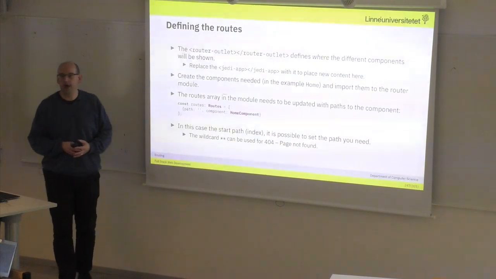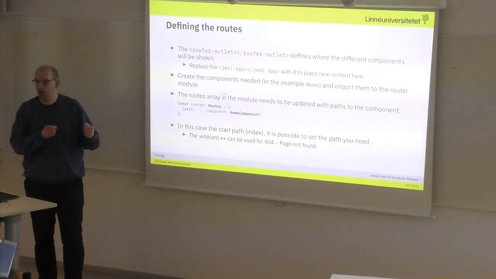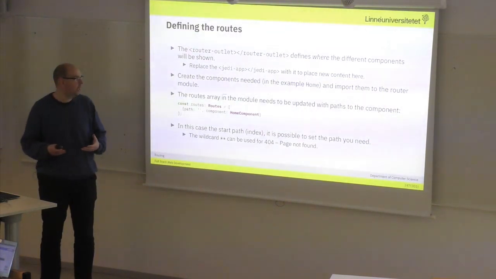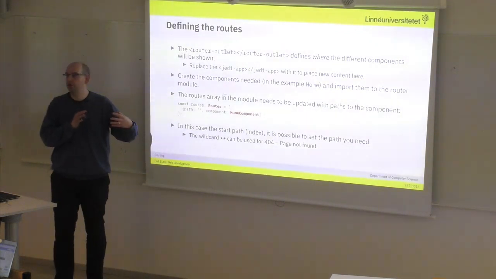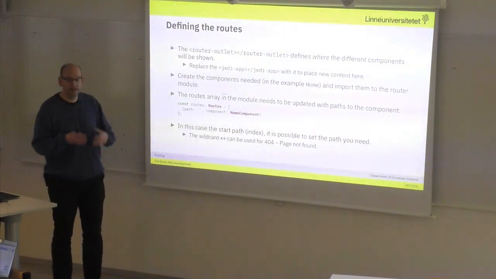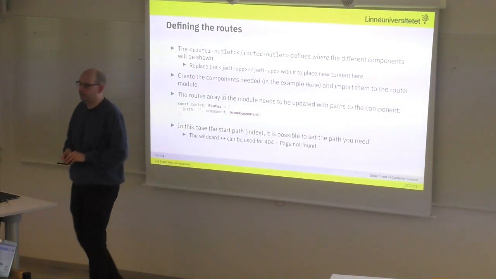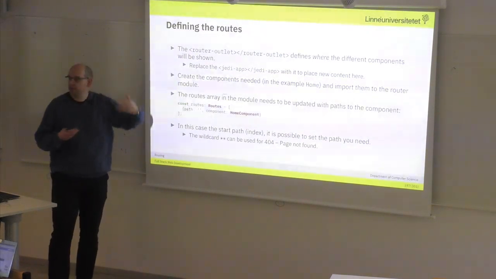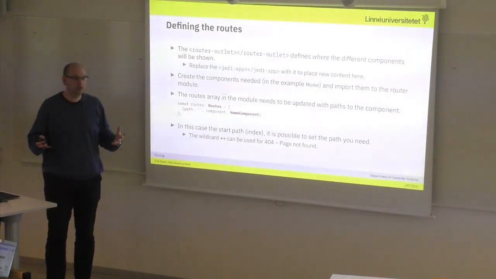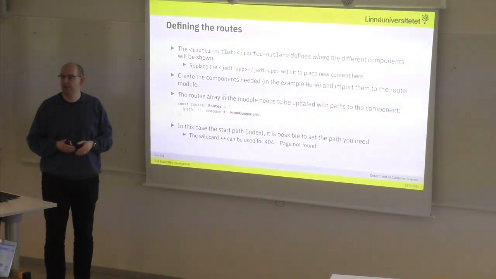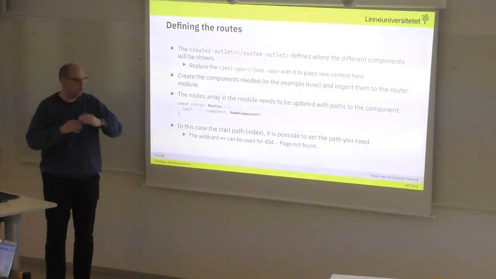In the rest of the code that we have, we add this router outlet where we want the different components to be shown. In our case, we will go to our app component, and in the HTML template for it, we will replace the Jedi app that we had previously with router outlet. That means that whenever we launch the application, the app component stuff with the logo and so on will always be there. However, we can put different things beneath it.